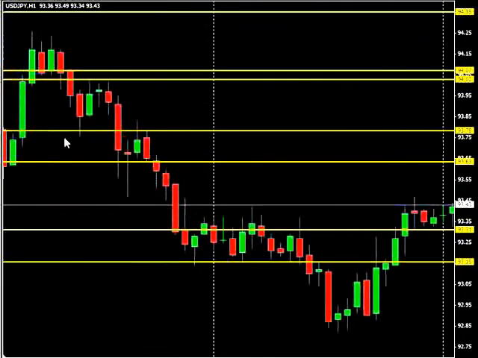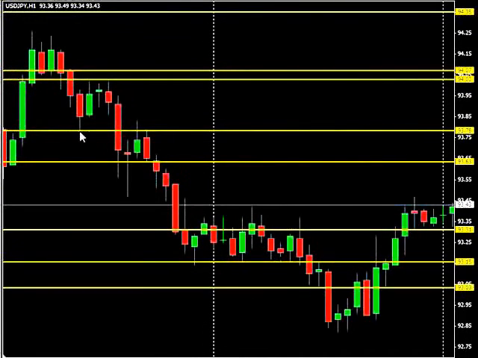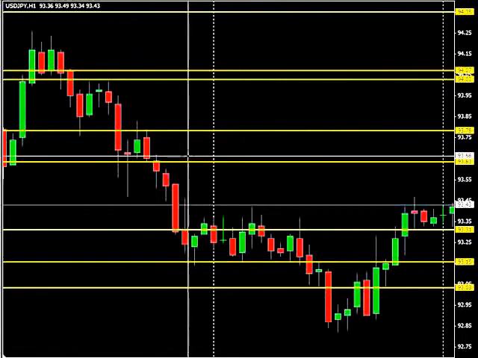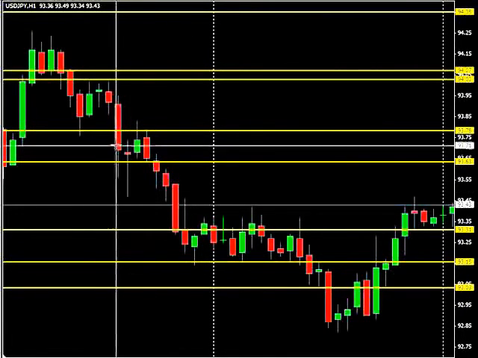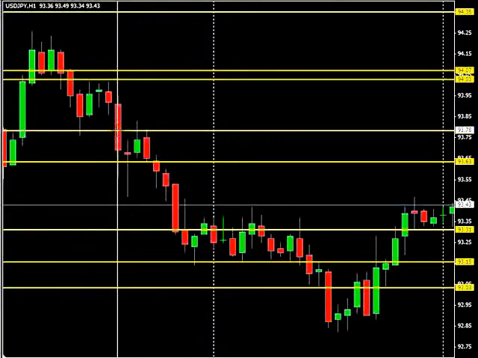Now let's take a look at what that actually looks like from a pip standpoint of where you could get in and where you get out. Now our entry, remember, is up here, and you follow that on down. This is our normal scalp of 14, 15 pips.